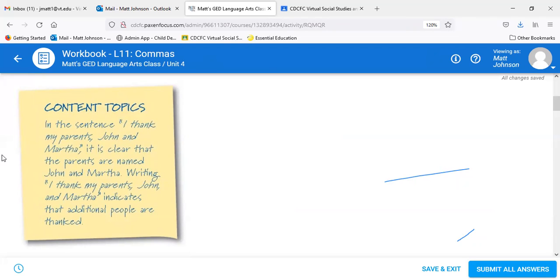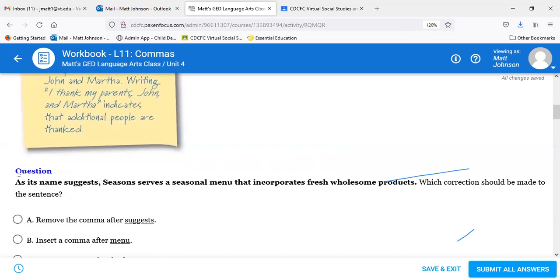There's a lot of memes out there about, when you don't separate things correctly, you wind up changing the idea of the sentence. So here, I think my parents, comma, John and Martha. By putting that extra comma after parents, then it looks like we're thinking more people besides the parents. We're thinking the parents and then some people named John and Martha. So those are some tricky ways sometimes that commas come into play.